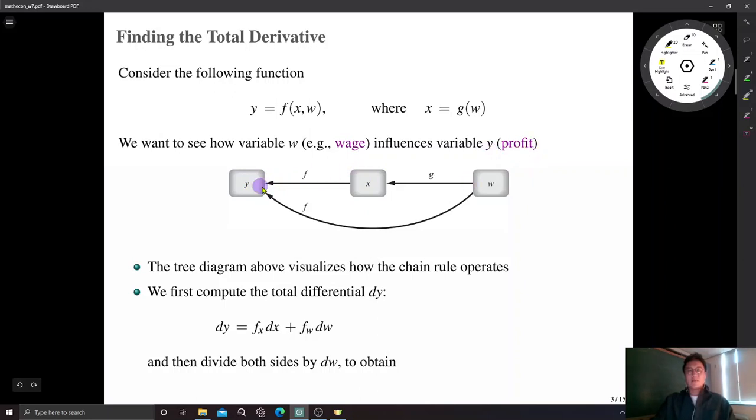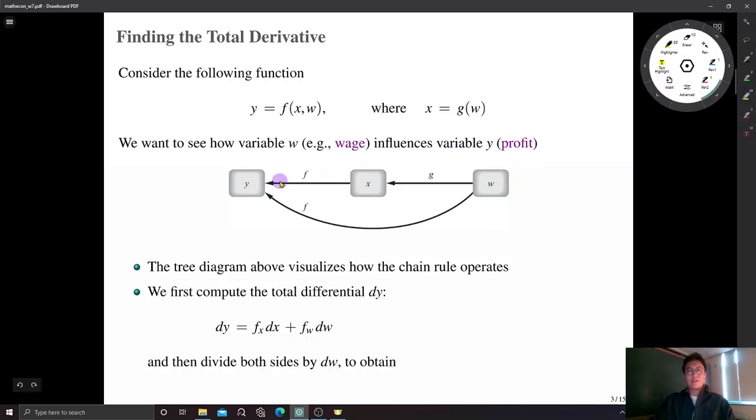Suppose that the owner of this firm increases pay, so increases wages slightly. Then it has a direct effect on profit, because now the owner has to pay a little bit more, so it has a negative direct effect on profit. But there is another channel, because if pay increases, that gives employees an incentive to work hard. So that increases the employees' productivity. So we can anticipate an increase in x, and that has a positive effect on the profit.